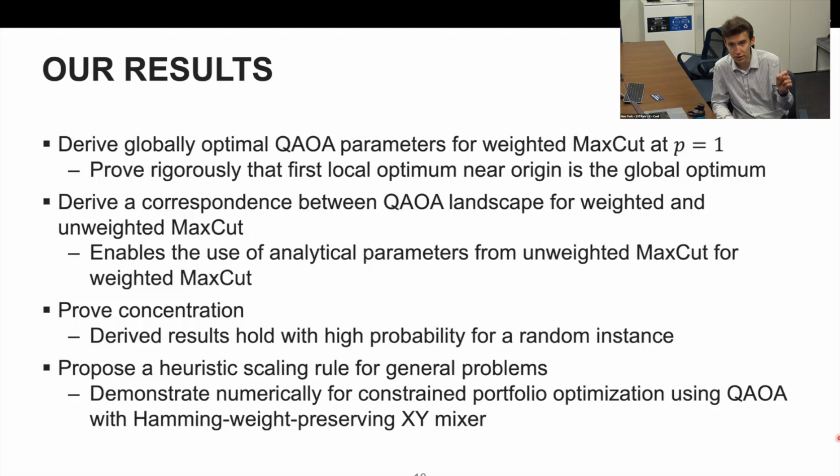For when p, the number of operations, is greater than 1, we derive a correspondence between the QAOA energy landscape for weighted and unweighted max cut. This connection enables us to take the analytical results for unweighted max cut and apply them directly to weighted cases. For example, if we have parameters from unweighted max cut, now we can use them for weighted max cut. And we show numerically that it works quite well.